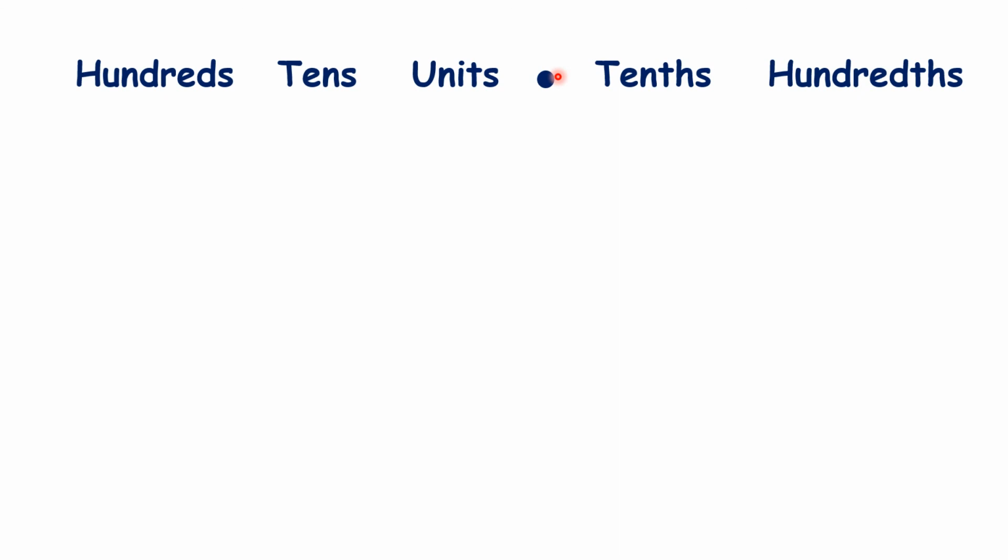And we have a decimal point to separate the units and the decimal place value columns, so that if a digit comes after the decimal point, we know that it stands for something less than 1.